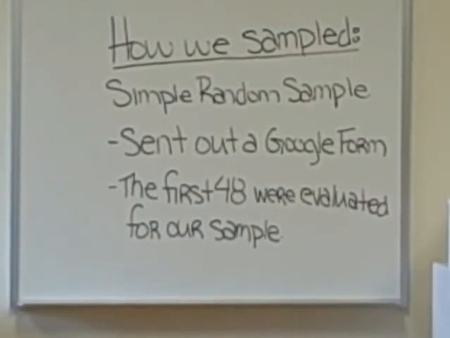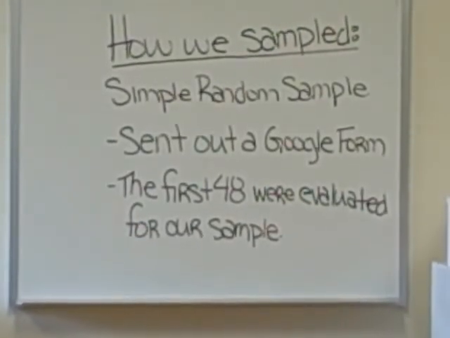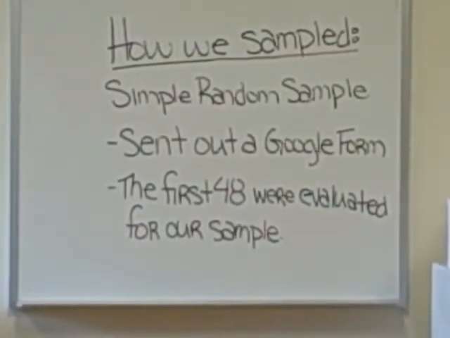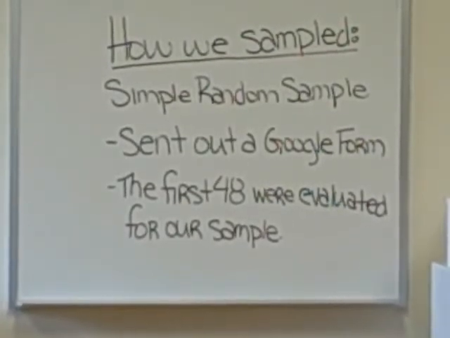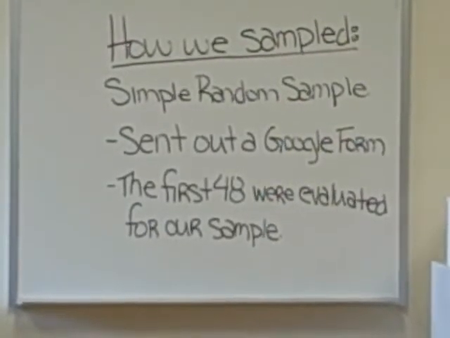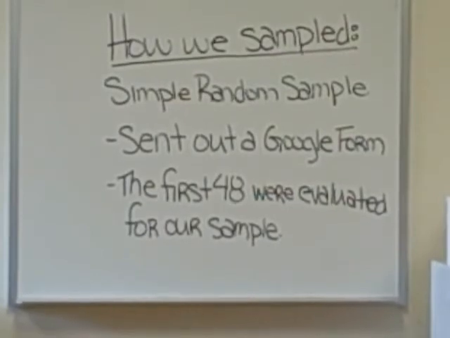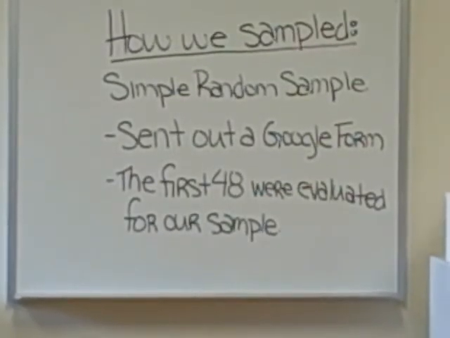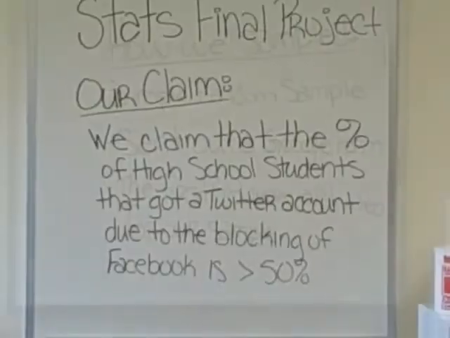How we sample. We used a simple random sample and sent out a Google Form to the whole high school. We used the first 48 and evaluated them for our sample. Due to the fact that our survey was conducted through Google Forms, our results were skewed by voluntary responses.